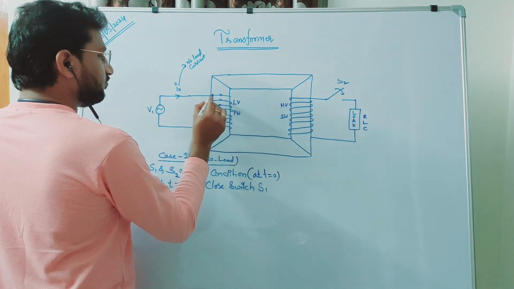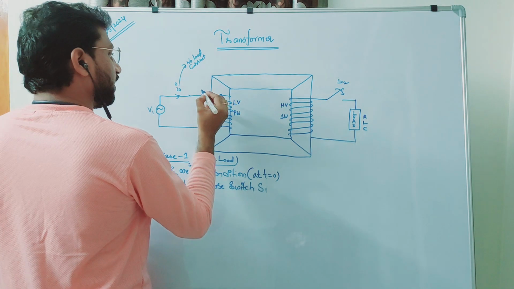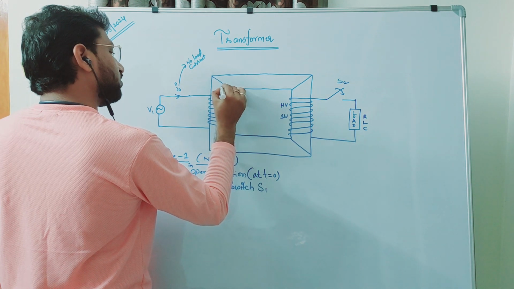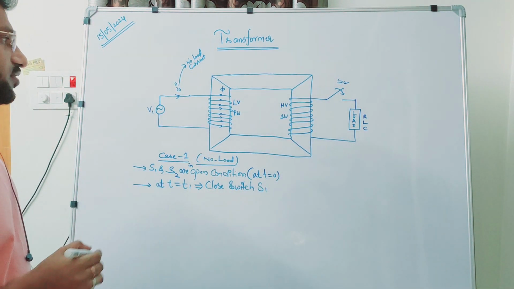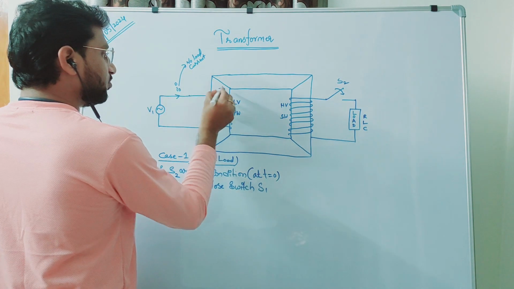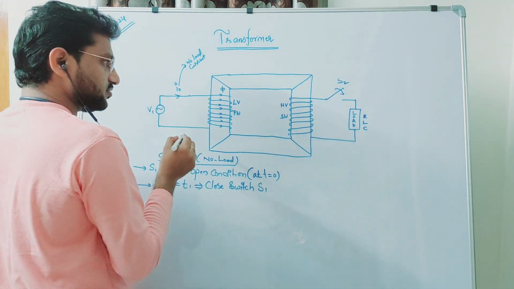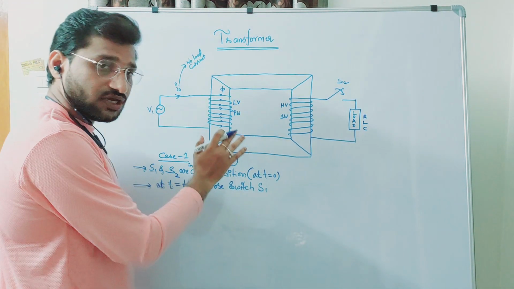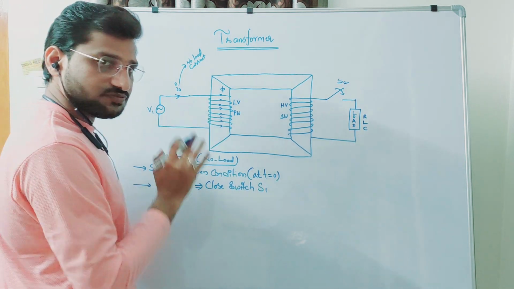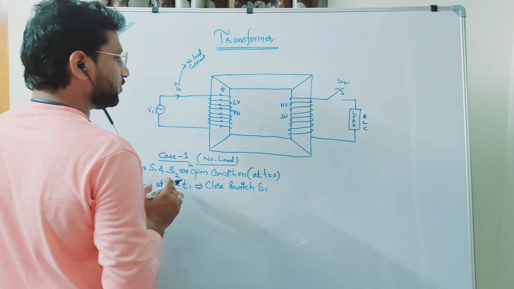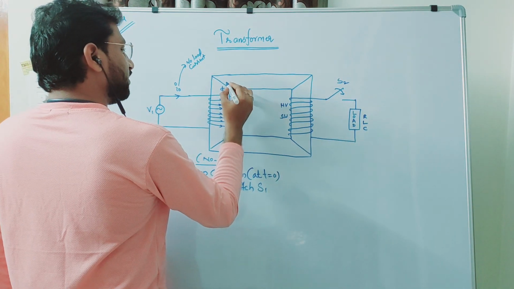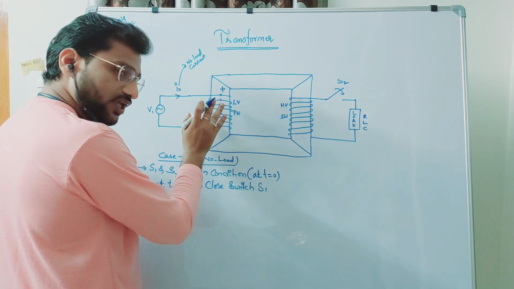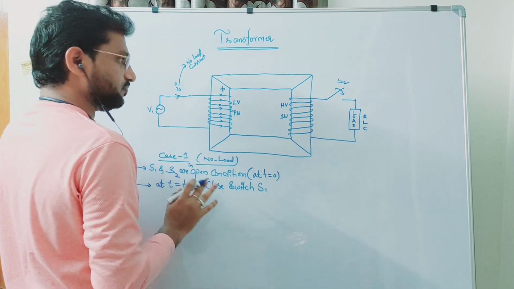This I naught will flow through this primary winding and will generate a flux called phi. This I naught will produce a magnetic flux. What does flux mean? Magnetic lines of force. I am going liberally, thinking that you know some concepts of the transformer. Now this flux, produced in the primary winding, will link its own winding, the primary winding.